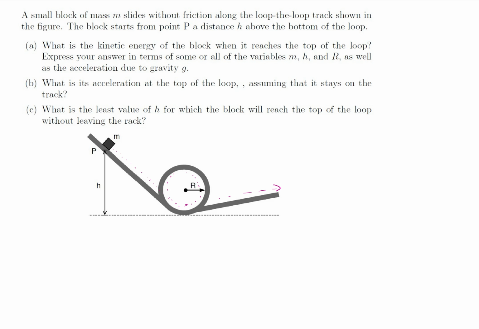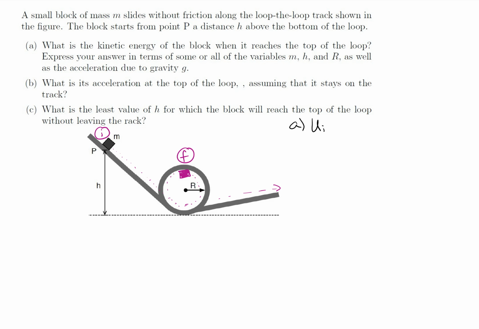So the first part of this question asks us, maybe let's write this over here: What's the kinetic energy of the block when it reaches the top of the loop? So again, this is an energy conservation problem. So let's pick an initial position here when the block is at a height h at rest. And then we'll say when the block is over here, it's going to be our final position.